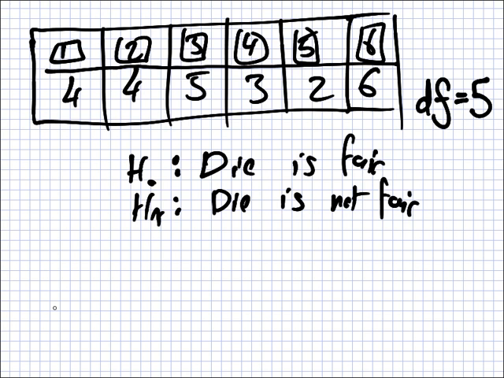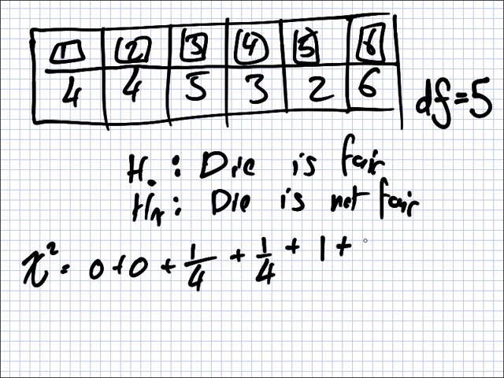What was the total here? How many did I... Oh, good. That's easy then. So the expected is 4, isn't it? So the chi-squared then is 0 plus 0 plus 1 over 4 plus 1 over 4, plus 4 over 4 plus 1. So 2.5.